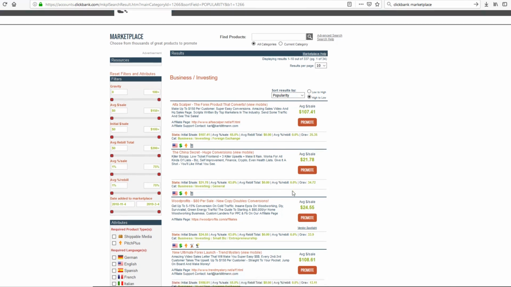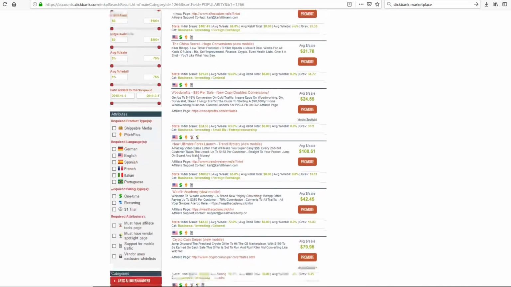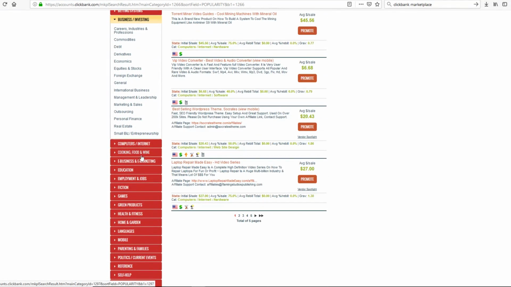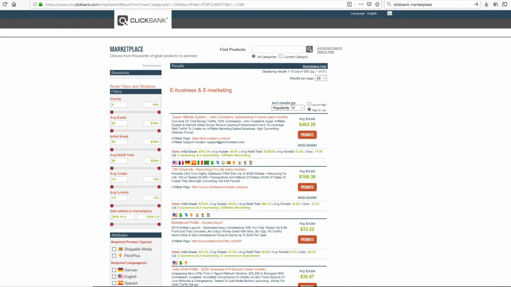And some of these do have rebills, which means it's reoccurring. So if you do sell someone an offer, sometimes you can find offers that are reoccurring. So you get a payment each month. It's passive income. So once you do find that offer, I suggest you go through the business investing or computers in e-business. Okay, go through ones like this.